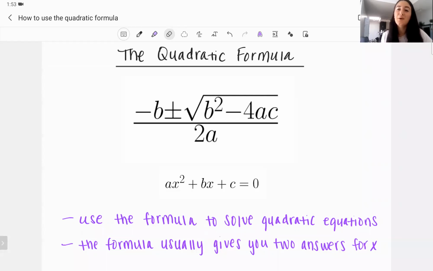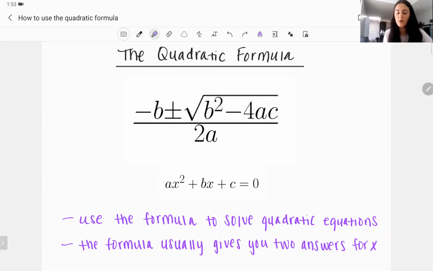Hi everyone, in this video we're going to be talking about how to use the quadratic formula. So this big thing right in the center I have right here is the quadratic formula: minus b plus or minus the square root of b squared minus 4ac all over 2a. And what the quadratic formula helps us do is solve quadratic equations.